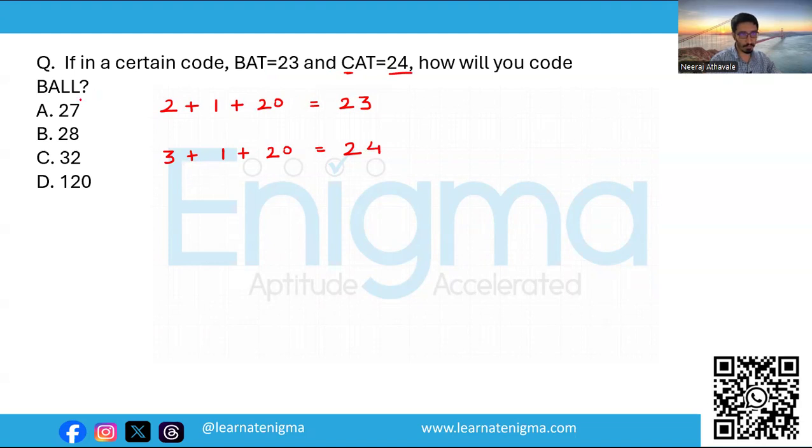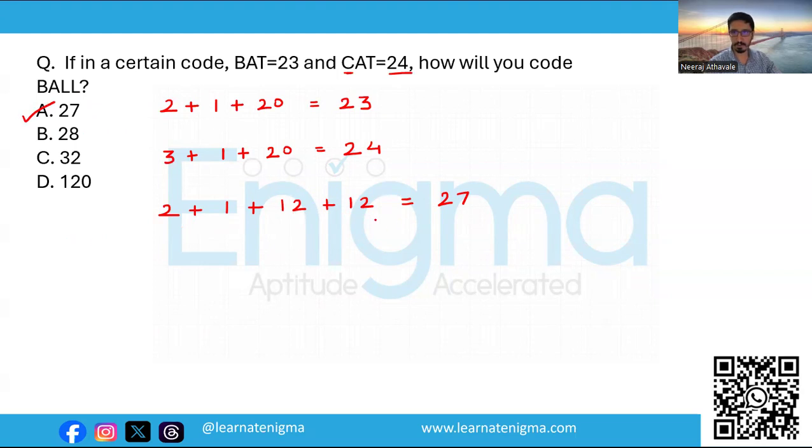Now we want it for ball. B is the second alphabet, A is the first alphabet, and L is the 12th alphabet. So 2 plus 1 plus 12 plus 12, if you take the summation, is 27. And therefore the answer for this question will be option A, 27.